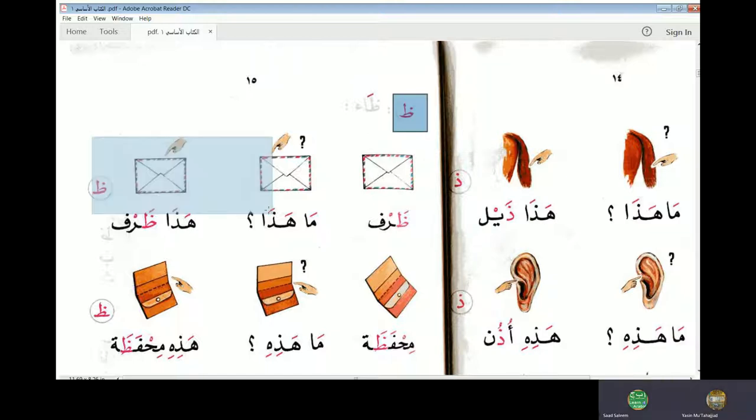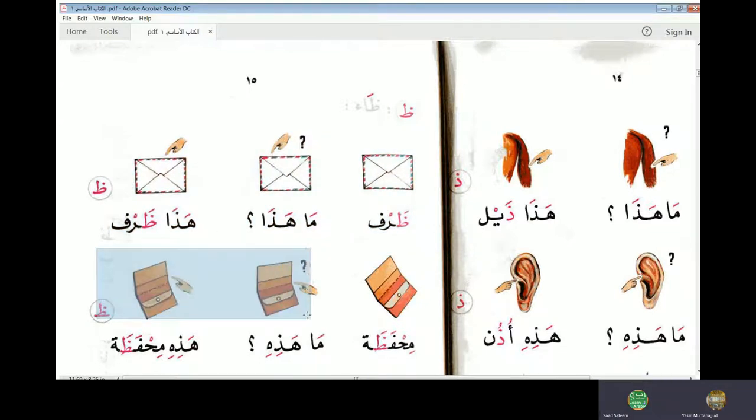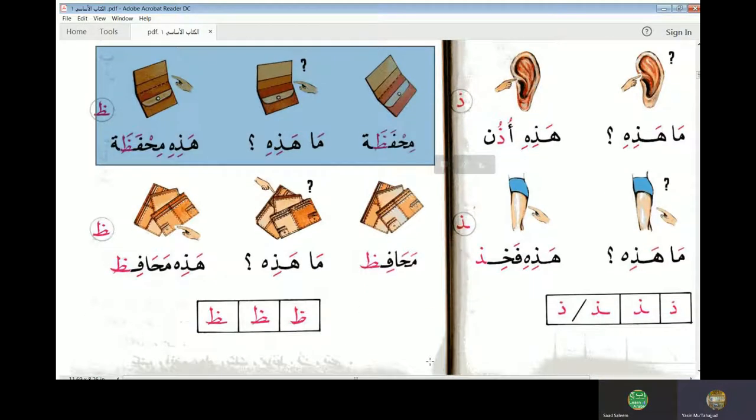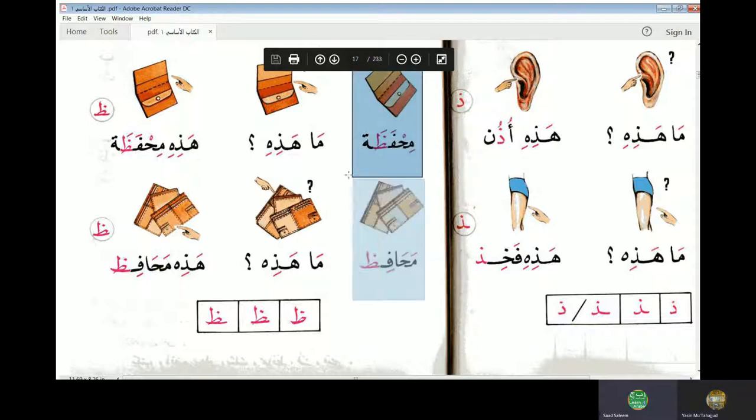ظرف. ما هذا؟ هذا الظرف. What is this? This is the envelope. Is that محفظة? What is that, a folder, wallet? Oh, wallet. محفظة is the singular word and محافظ is the plural word.